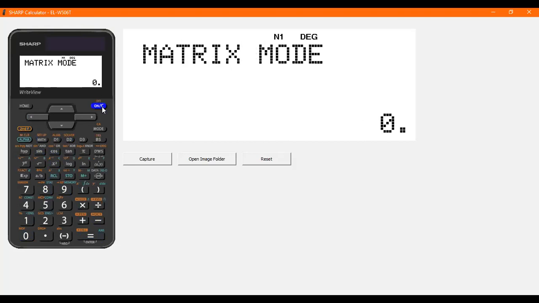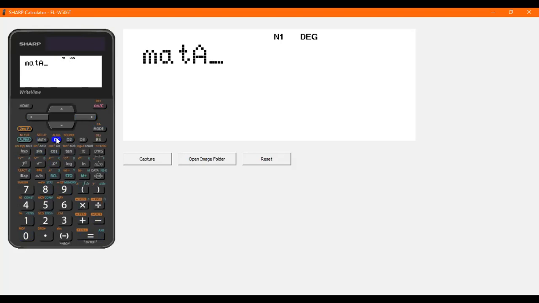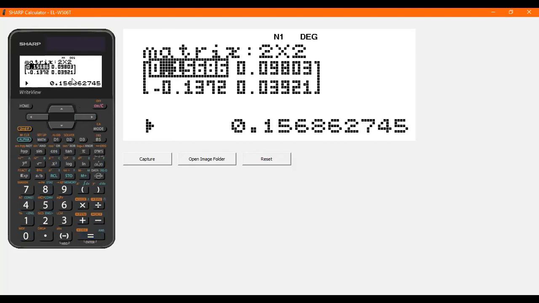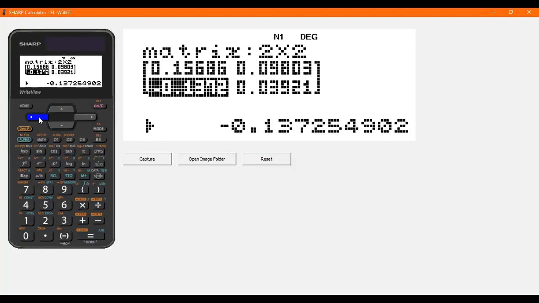If I wanted the inverse of matrix A, then I could say D1, and my inverse is just x to the -1. So second function and this button here, and equals, and it will give you the inverse there for you.